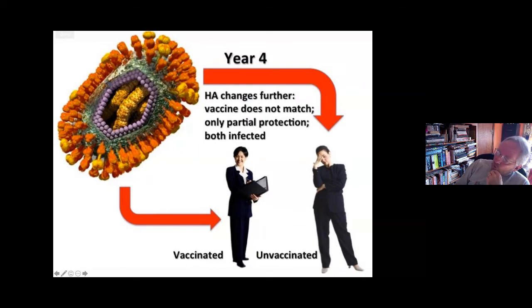Push through to year four, when there are enough changes accumulated in the outside proteins, in particular the HA protein, so the vaccine doesn't match the circulating virus. Vaccinated people and people who've had the live virus can both be infected. The point of this, though, is that it would probably be a mild infection because the virus won't have changed enough that it completely negates your previous immune status. So in other words, you do have a level of immunity. It'll stop you getting badly sick, but it won't stop you getting infected. That's antigenic drift.